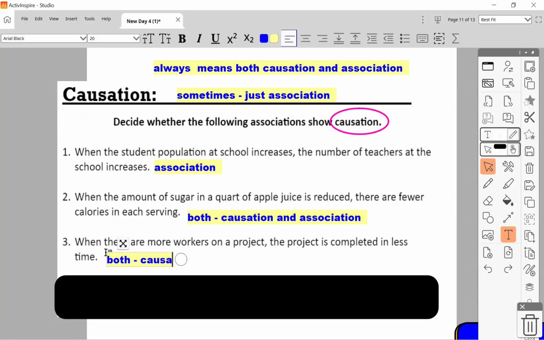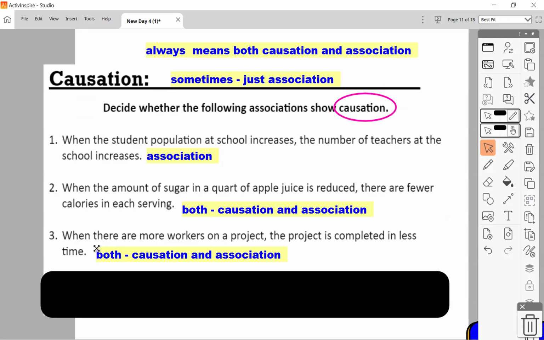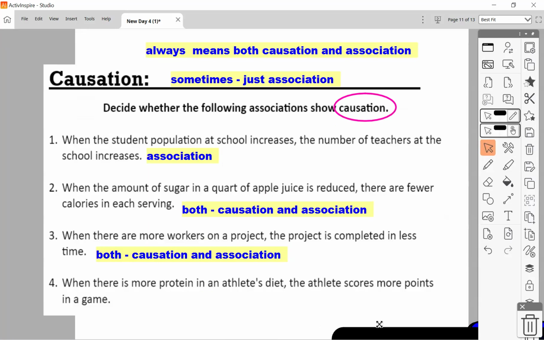causation and association. Okay. If you're really fighting me right now, you're probably thinking, well, what if this person doesn't want to work? Or what if there's too many people? And I totally understand. And good job for you. You're a future lawyer. And the last one, when there is more protein in an athlete's diet, the athlete scores more points in a game.